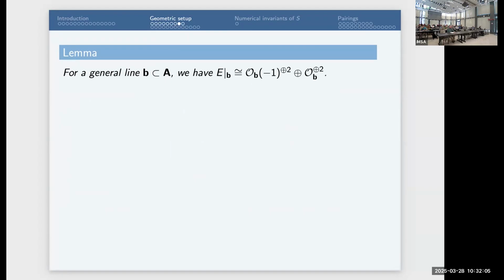Remember, if you take a general line in A, restrict the bundle E to it. Now it's a vector bundle on the line. Because every vector bundle on P1 splits as a sum of line bundles. The same as the reason going to be minus 1, 0, and 0.